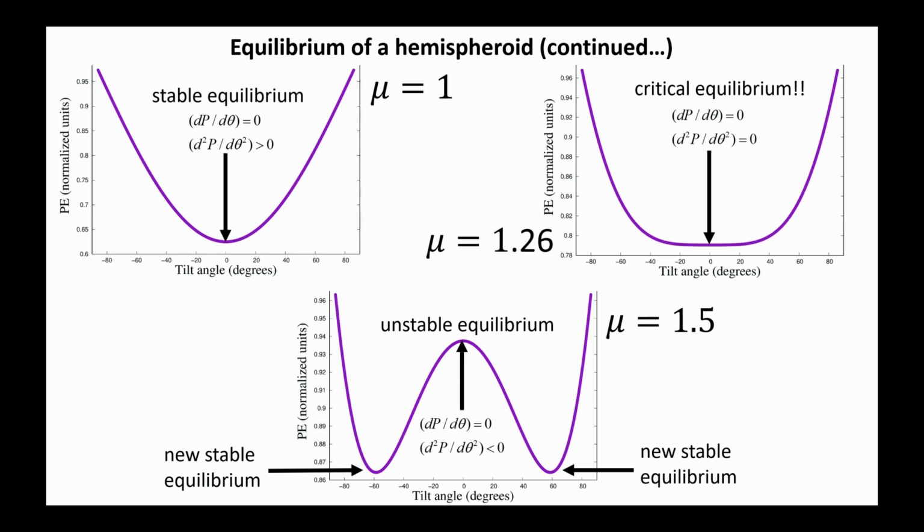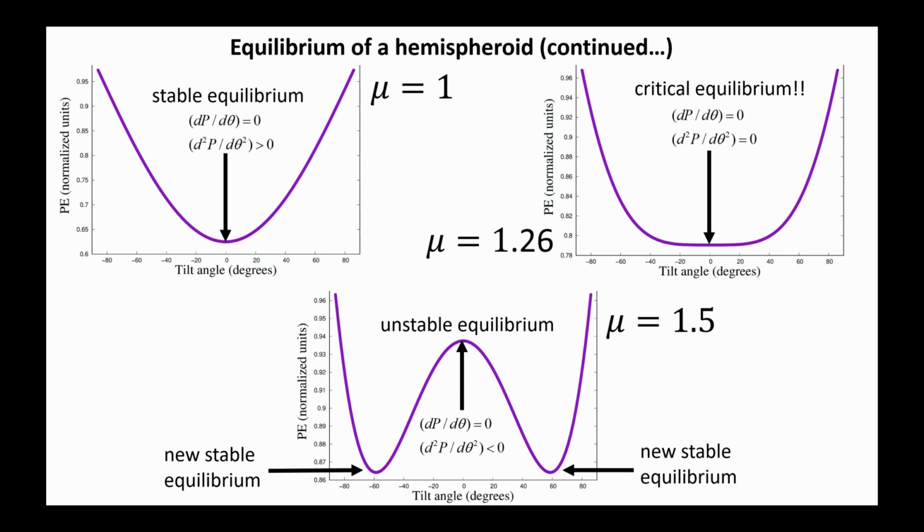Now, for the critical value of mu equals 1.26-ish, I get this sweet transition where the double derivative as well has become 0 at the equilibrium point, which makes this a flat minimum. So you have to go all the way to the fourth derivative, which will turn out to be positive, to determine there's still a stable equilibrium, but a flat or critical stable, no matter depending on what you choose to call it.